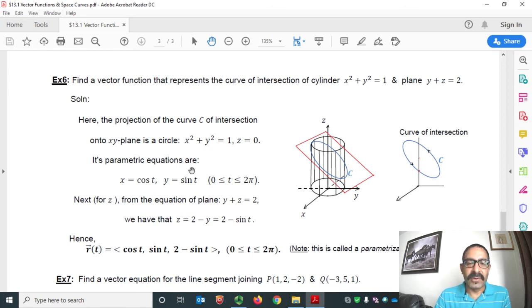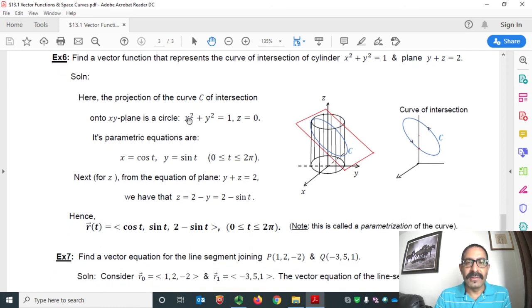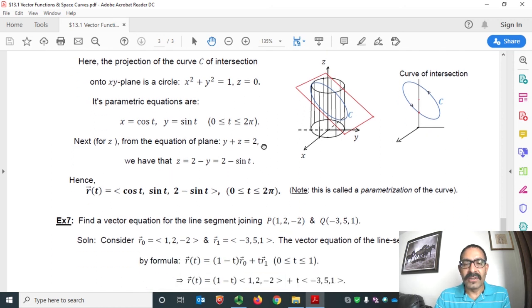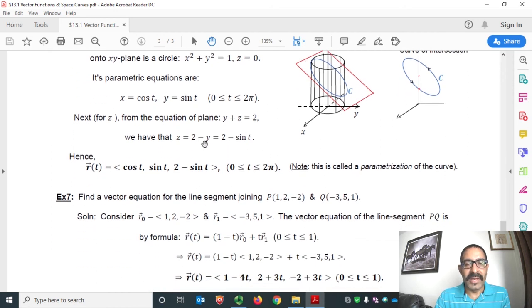Then its parametric equations are x equals cosine t, y equals sine t, and t between 0 and 2 pi. So we found the parametric equations for x and y. Let's find for z. Next, for z, let's use the equation of the plane. From the equation of the plane, y plus z equals 2, z equals 2 minus y, and y is sine t. So now we have z equals 2 minus sine t.